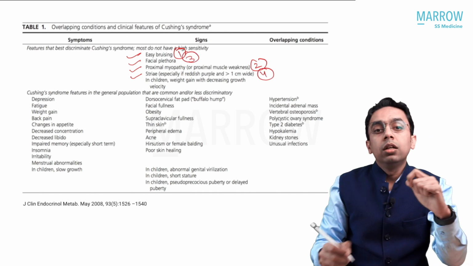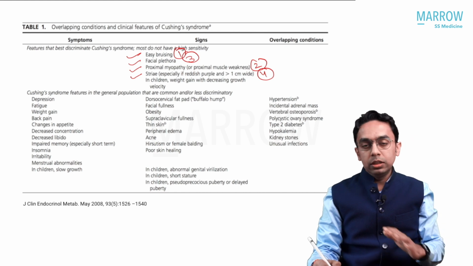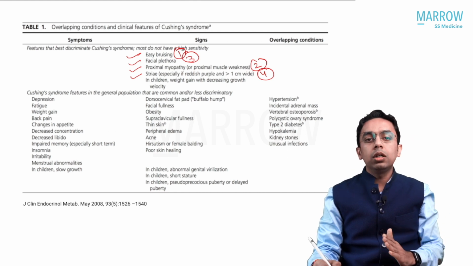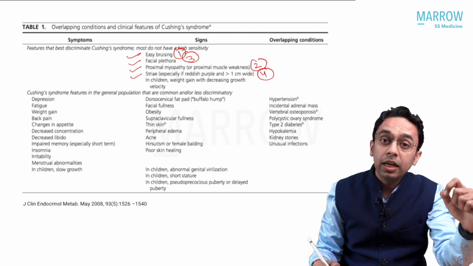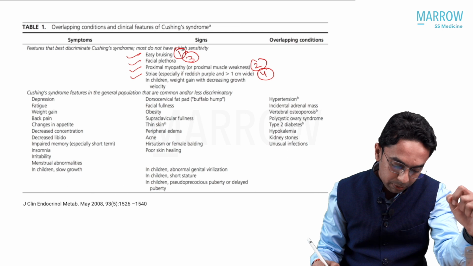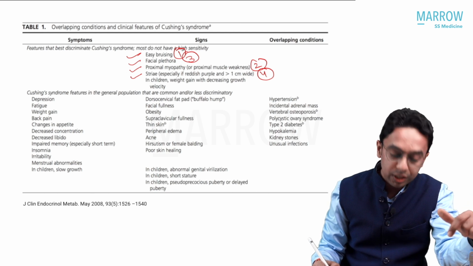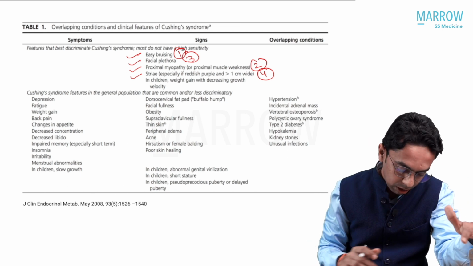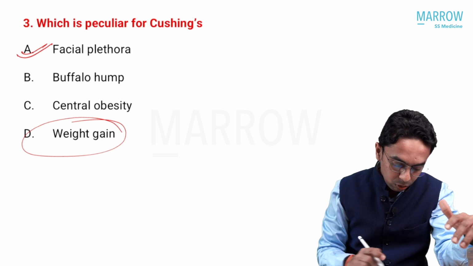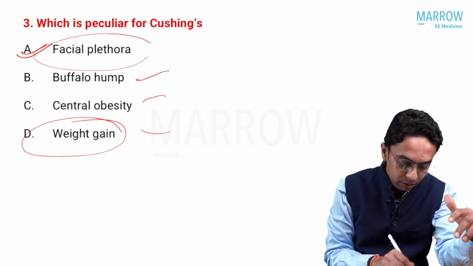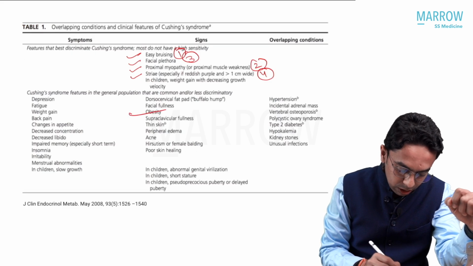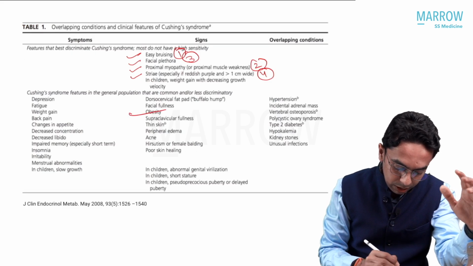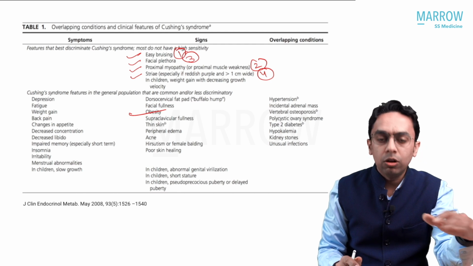So in all these 4, this is not given in guideline, this is from an article which was published in Lancet. So the most discriminatory would be easy bruisability, but we have the option of facial plethora here, so that is the answer. Okay, so these features are there, but peculiar would be facial. And you see here that obesity and all those features are of Cushing's.